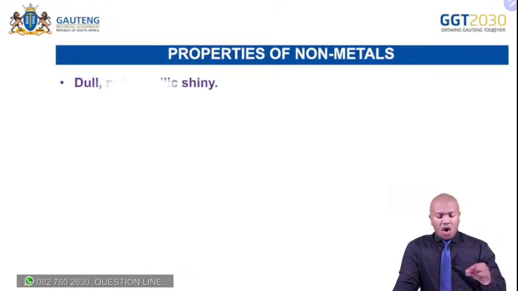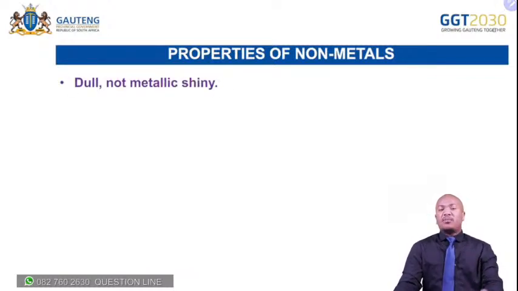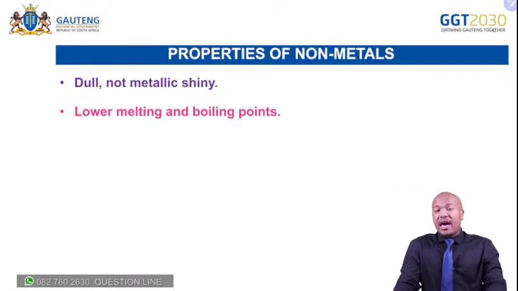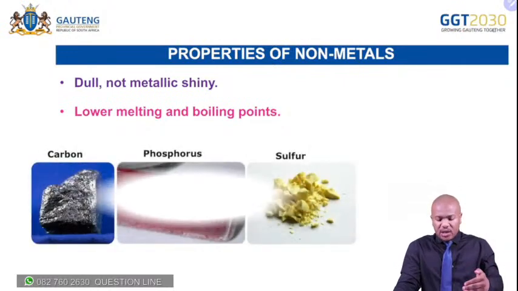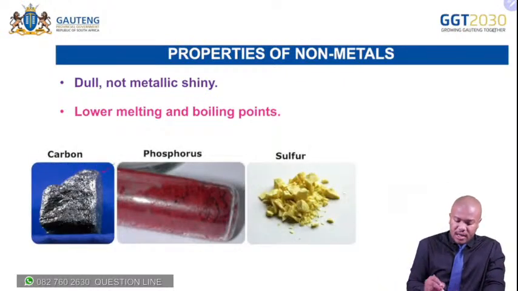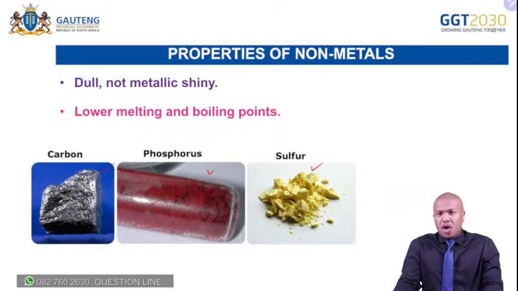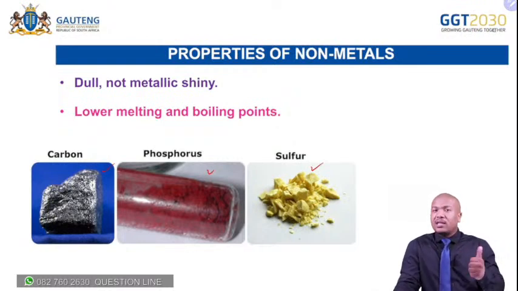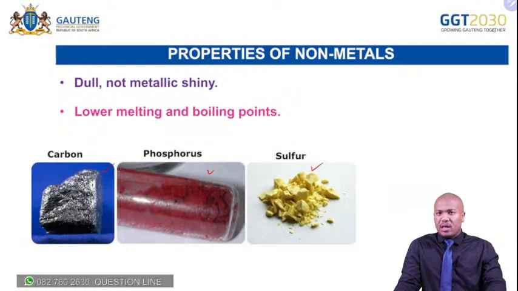Right. Also, non-metals are dull and not metallic shiny. Not only that, they have lower melting and boiling points. Now, looking at our examples here, looking at carbon, phosphorus, and sulfur. All of these are examples of non-metals. And also, they are not what? Shiny. They are dull when you look at them. Phosphorus, as you look at this color, it is not shiny, and sulfur is not shiny as well. And all of the non-metals have lower melting and boiling points as compared to metals.